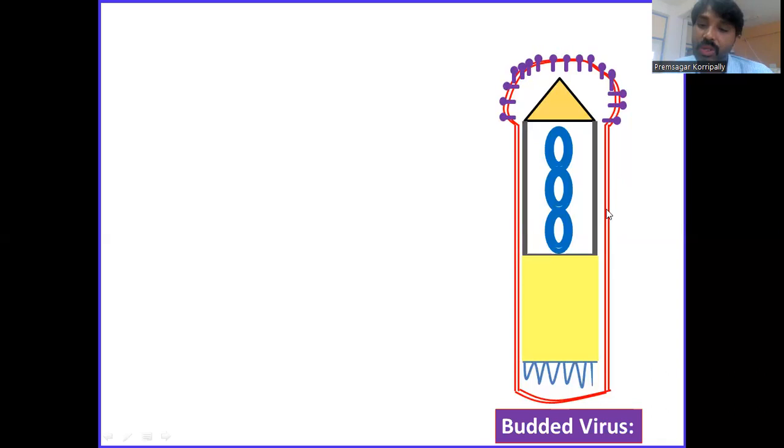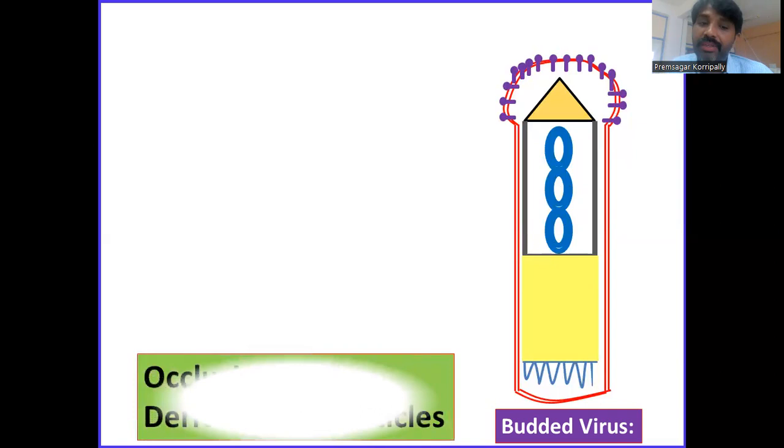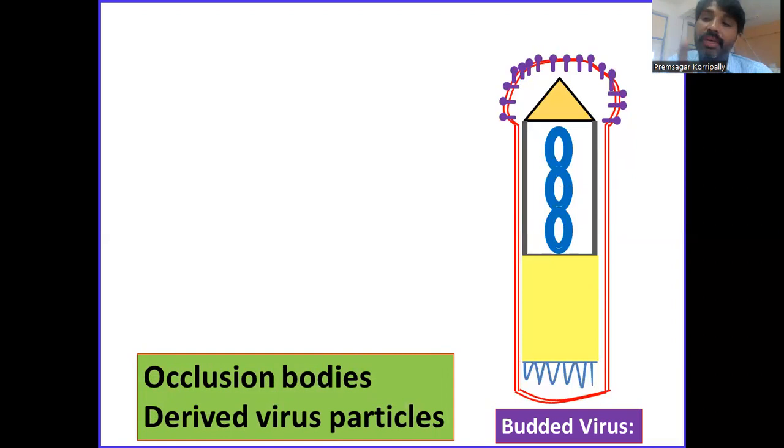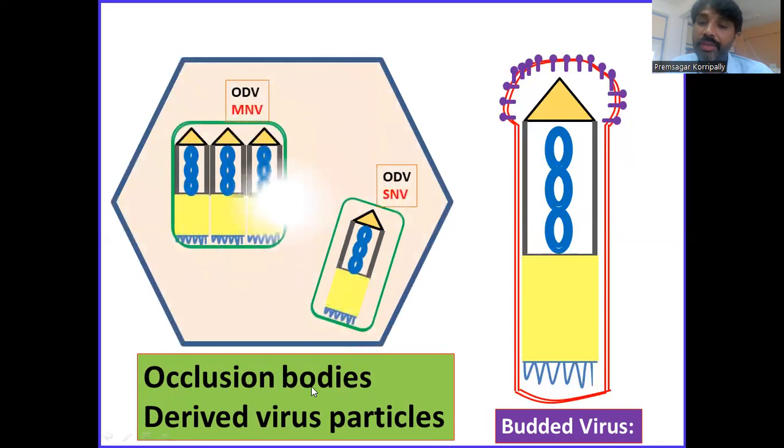So budded virus particles are produced in the early phase of infection, and there is a second type of virus particles. They are produced in the late phase of infection. They are called occlusion body derived virus particles. You see here, this is an occlusion body. This is the inclusion body matrix, and these are the occluded body virus particles. Here, this is an occluded derived virus particle. One has three virus particles, and in the other case it has only one.